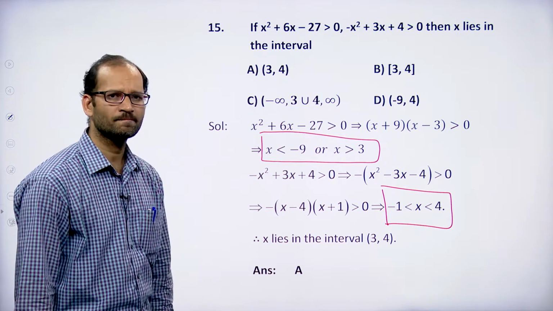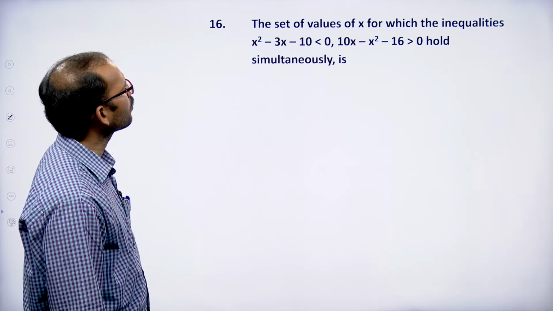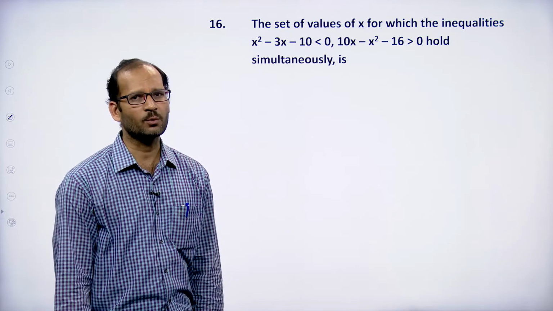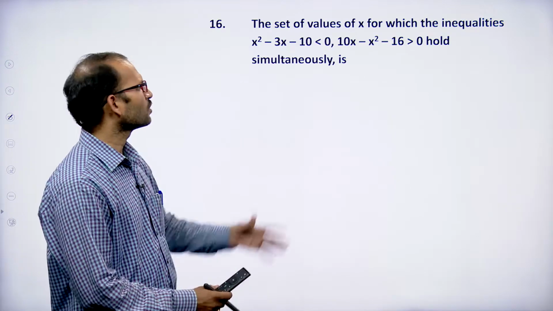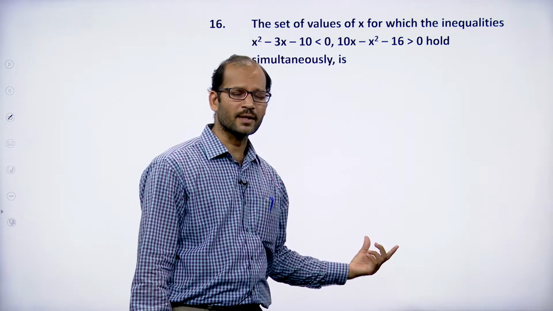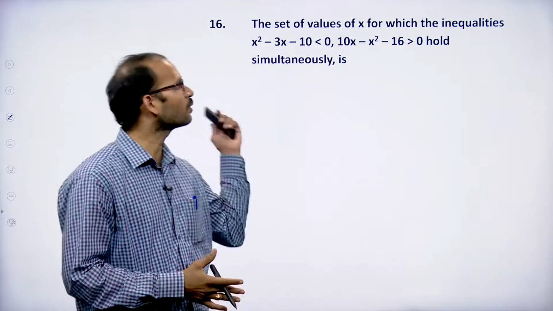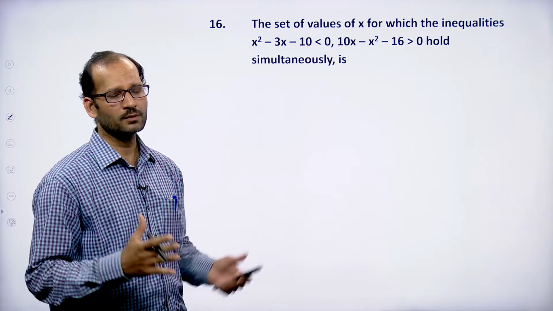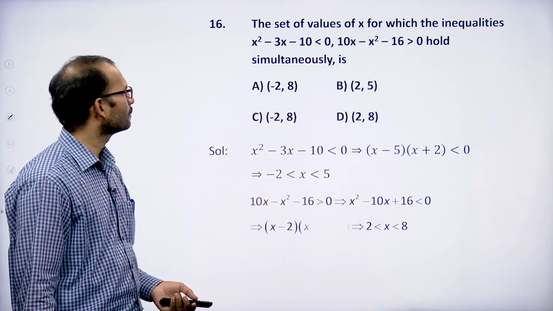Understood? The set of values of x for which the inequalities hold simultaneously. Please note down this question and take it as homework. It is similar to the previous one. Solve this inequality, you will get one interval for x. Solve the other inequality, you will get another interval for x. Combine them. You should take the common solution, because both inequalities should be satisfied simultaneously. So take the common interval. Question 16.